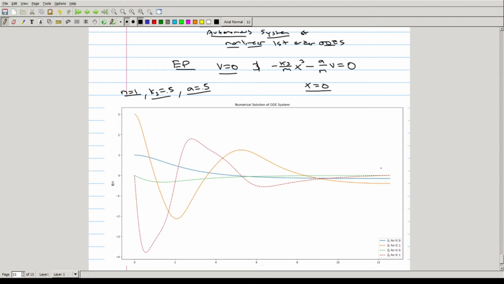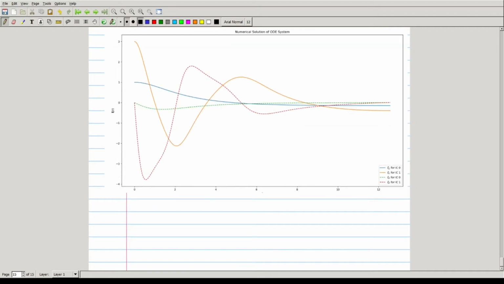This is for m equals 1, k3 equals 0.5, a equals 0.5. And you see here, we get a lot of weird behavior where the velocity is jumping around. For larger values of the initial condition, you definitely have more oscillation here. But you still have a decay. It just looks quite different from the decay for the linear spring, which is to be expected.